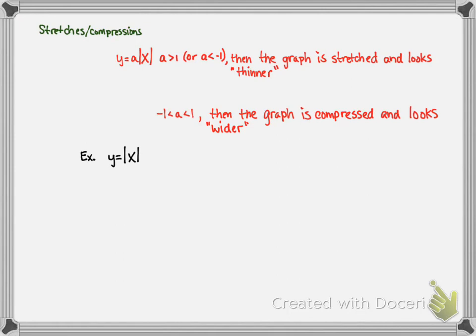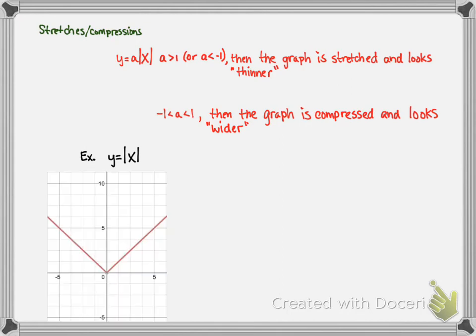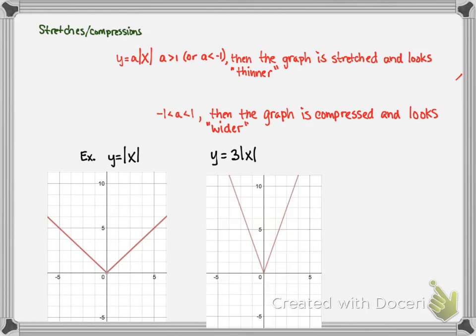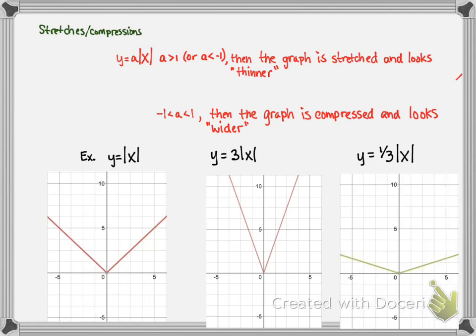For example, we'll compare again to our parent function, y equals the absolute value of x, here in red. Then y equals 3 times the absolute value of x, shown here, is the original function stretched. If we look at y equals 1/3 times the absolute value of x, so this is a value of a that's in between negative 1 and 1, we have this green function, which is compressed vertically and looks wider.